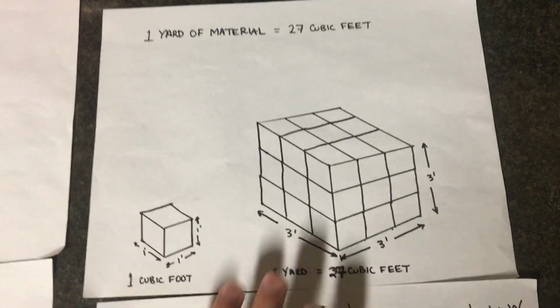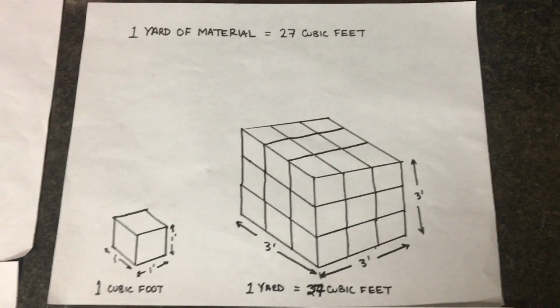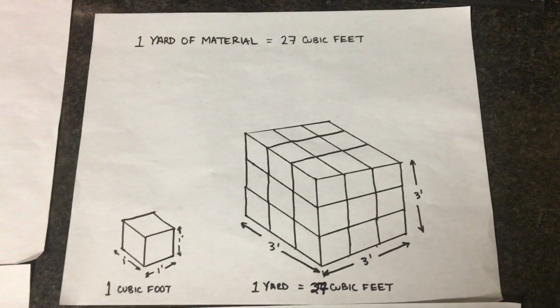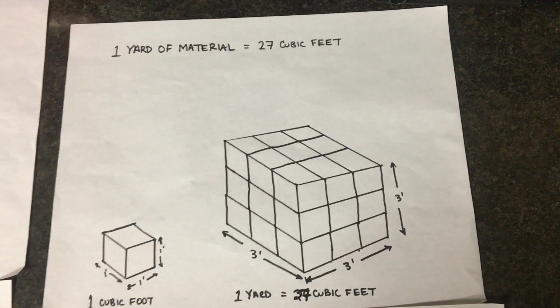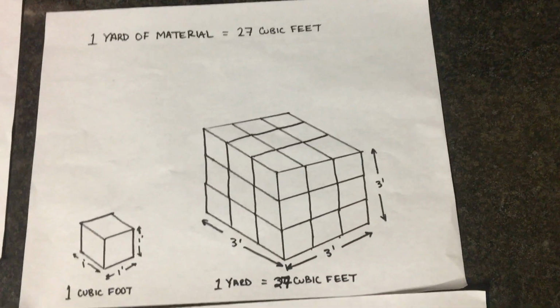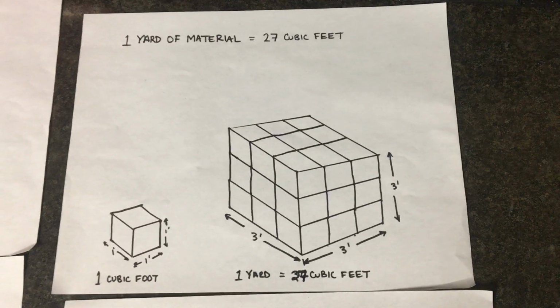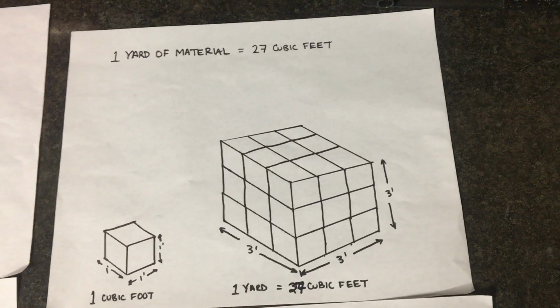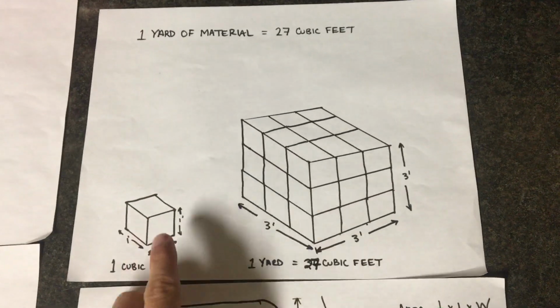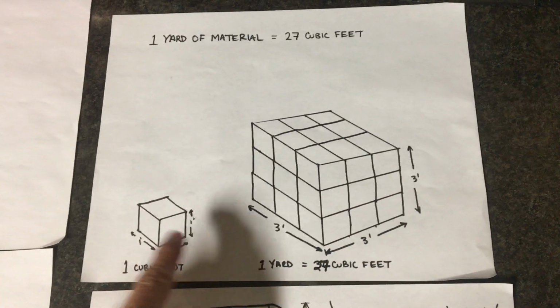The third part to this is how you're going to order. Generally, when I've gotten dirt, gravel, or mulch, it comes in yards. A lot of people probably know, but a yard is 27 cubic feet. So I drew it up there. A cubic foot is a 1 by 1 by 1 cube.